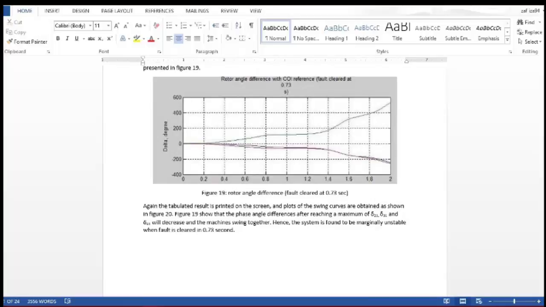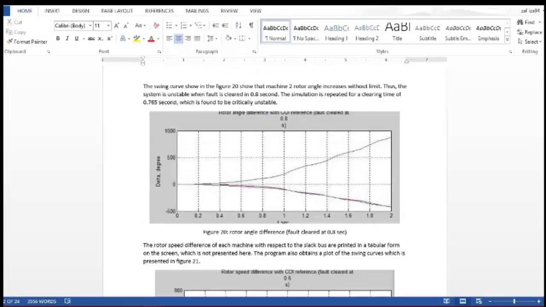In figure 19 the fault is cleared at 0.70 seconds, which means that the system is not stable as it should be. Then we plotted the swing curve in figure 20 to show that the machine 2 rotor angle increases without limit. Thus the system is unstable when the fault is cleared at 0.8 seconds. The simulation is repeated for a clearing time of 0.765 seconds, which we can see is critically unstable.